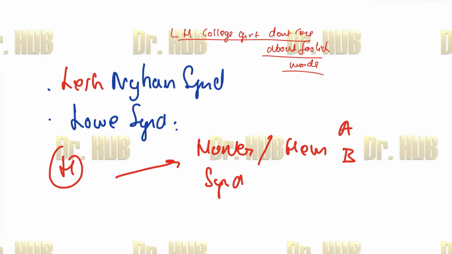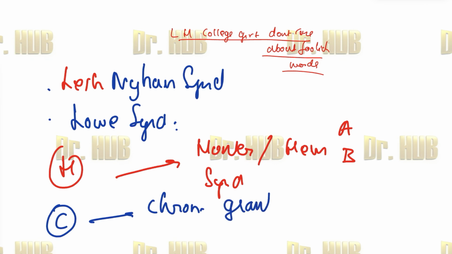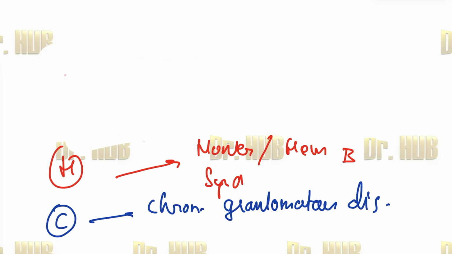Next we look at college, that is C. The C stands for chronic granulomatous disease. To recap, L was for Lesch-Nyhan syndrome, L for Lowe syndrome, and H for Hunter syndrome as well as hemophilia A and B. And C is for chronic granulomatous disease.